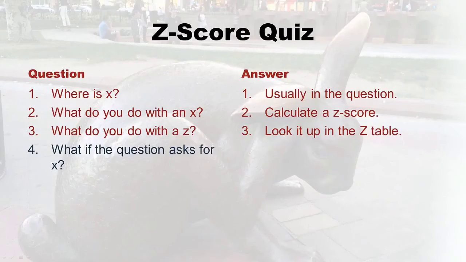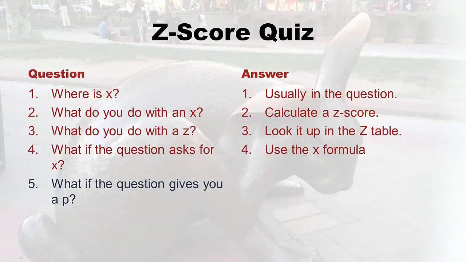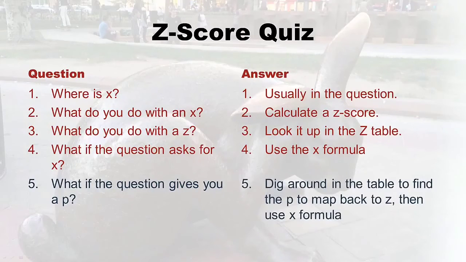Well, what if the question asks for an X? Remember we have a whole formula for that. So use the X formula. If there's no X anywhere and it's asking for an X, then use the other formula, the X formula. And what if the question gives you a P? I just said P for probability, but it could be a percentage. Like remember the top 7% and the bottom 3%? Well, if they give you a percent, just start digging around in the middle of the Z table, looking for that percent. Because once you start digging around, you realize it maps back to a Z, and then you can get into the groove of using the X formula, and you'll probably get yourself out of this panic.